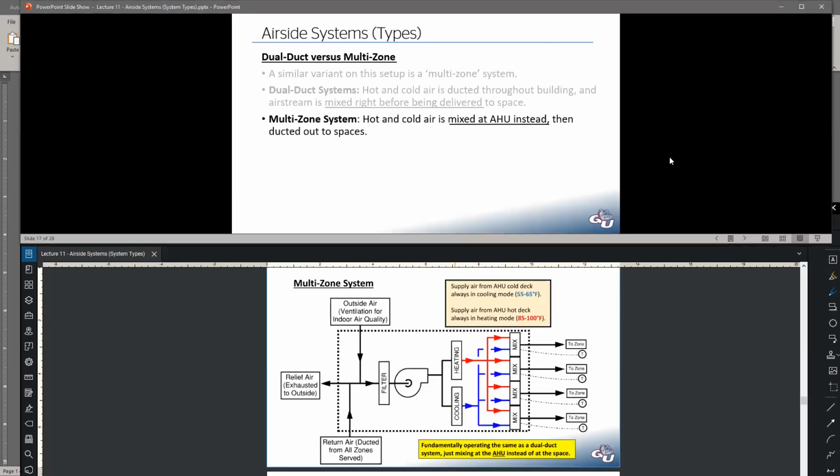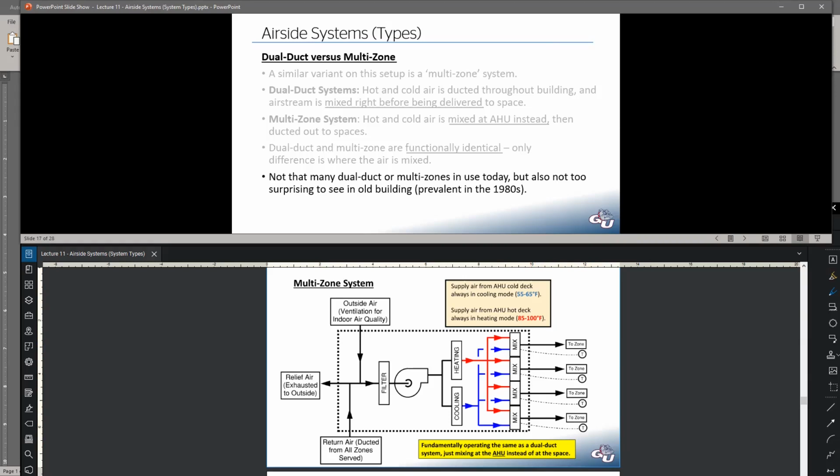A multi-zone, though, we are essentially doing the same thing, except we're mixing those air streams at the air handling unit instead. And then we're ducting it out to the spaces. These two system types are functionally identical from an energy use perspective. There's really nothing different about a dual duct versus a multi-zone. The only difference is in a multi-zone, you can see the mixing point is at the air handler itself, and then it gets ducted out all the way to your zones. So functionally, it's doing the exact same thing. We're just relocating where the mixing actually happens.